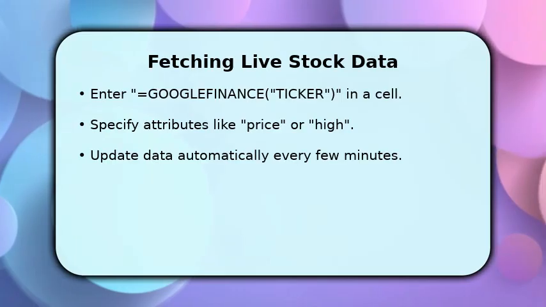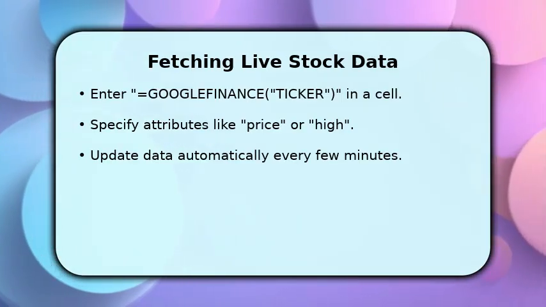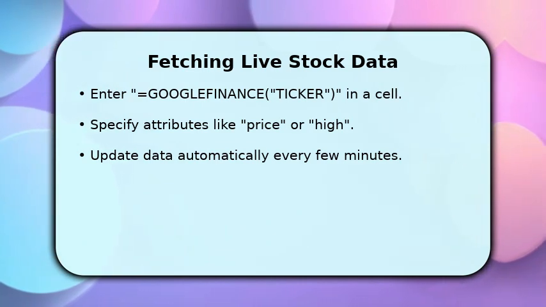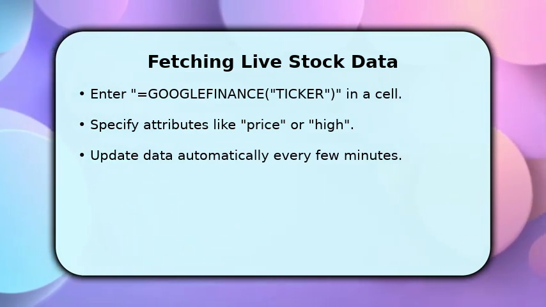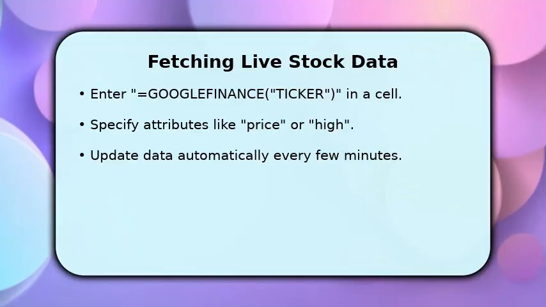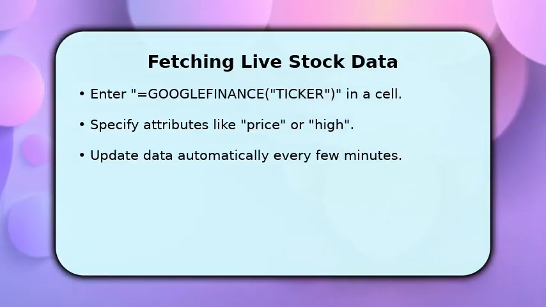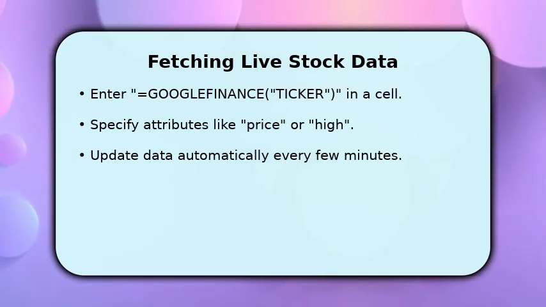To fetch live stock data, type equals GOOGLEFINANCE, ticker into any cell, replacing ticker with your desired stock symbol. You can also specify attributes like price, high, or low to get particular data points. Google Sheets automatically updates this information every few minutes, ensuring your data is always current.